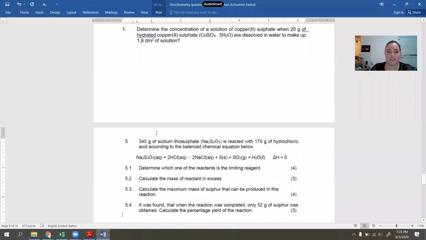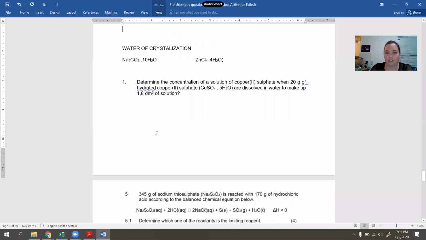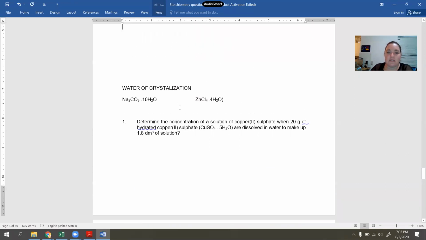The next thing that I want to just quickly chat to you about before we move on to limiting and excess reagents is waters of crystallization. Now, I've included 2 examples here that have got waters of crystallization. So basically, it's water that gets trapped in the crystalline structure of usually an ionic substance when it is crystallizing.